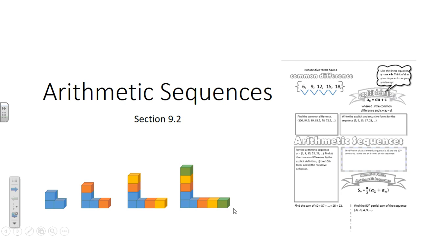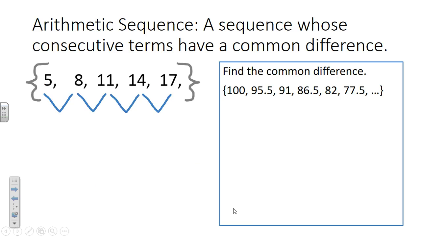All right, so today it's about arithmetic sequences. And the first thing we have to do is look at a sequence and ask ourselves, is there a common difference? What do we notice about these particular sequences? So the first one, what's our common difference? 3. So an arithmetic sequence is a sequence whose consecutive terms have a common difference.